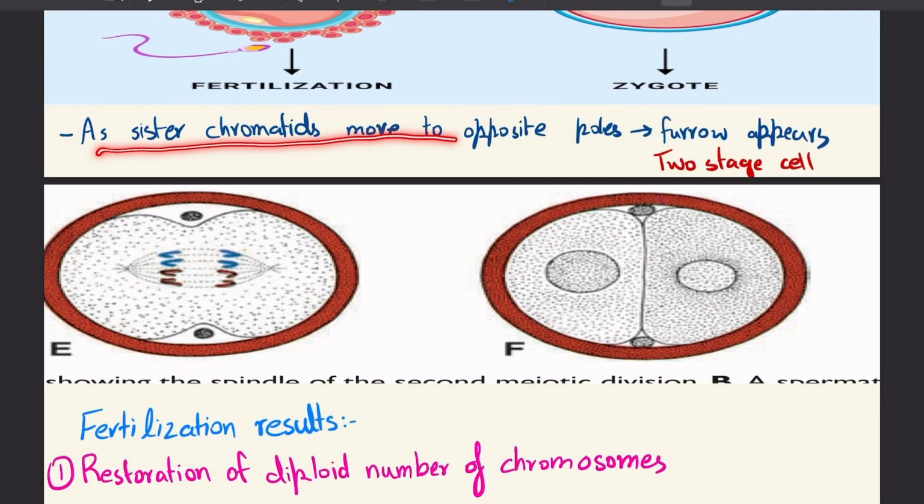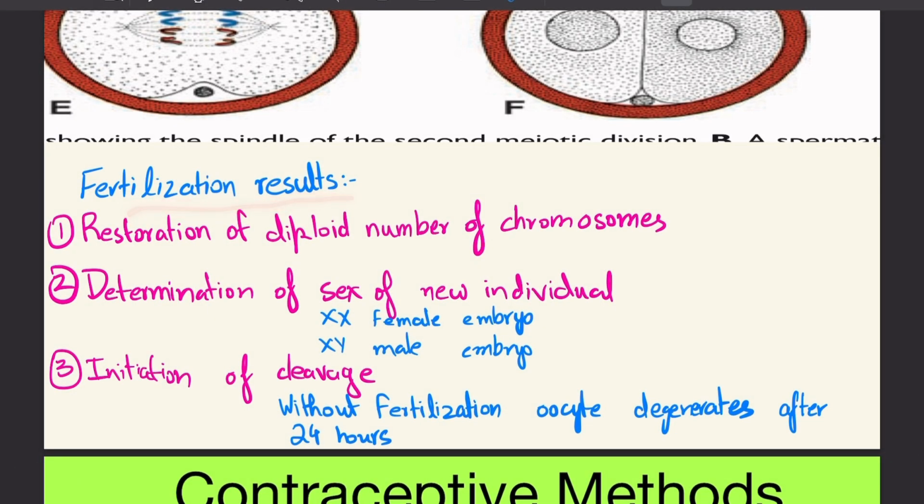As sister chromatids move to opposite poles, a furrow appears. There is the two-cell stage. Fertilization basically results in restoration of the diploid number of chromosomes, that is 46 or 2n. There is determination of sex of the new individual. If it is XX, it is a female embryo. If it is XY, there is a male embryo. If cleavage is initiated without fertilization, the oocyte degenerates after 24 hours.